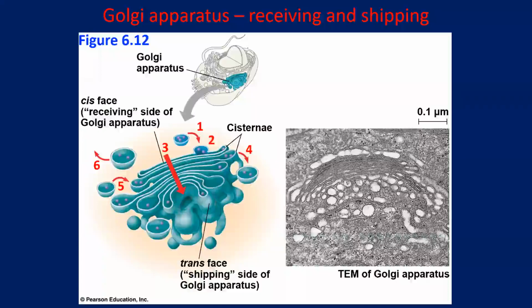In the Golgi apparatus, the cisternae are stacked, and this is a typical image obtained by transmission electron microscopy for the Golgi apparatus.